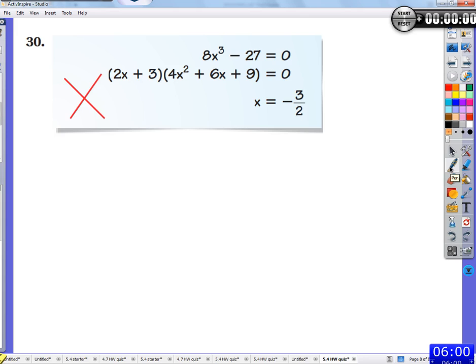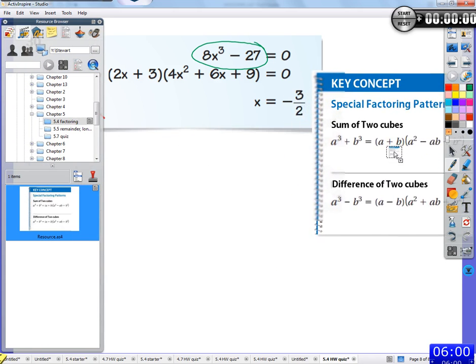It's kind of a mistake here. What kind of a pattern is this? It's a difference of cubes. We got a difference of cubes, so let's put in our difference of cubes reference.